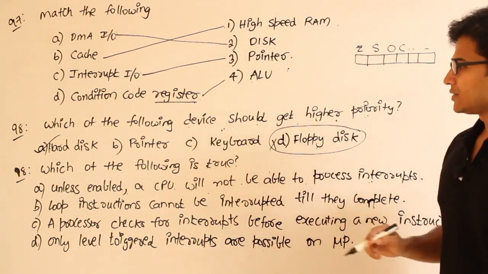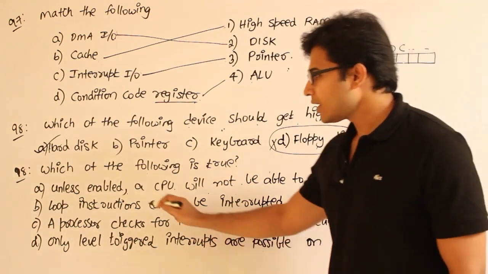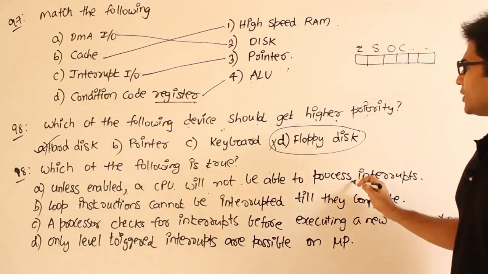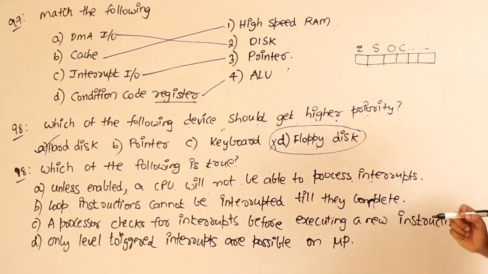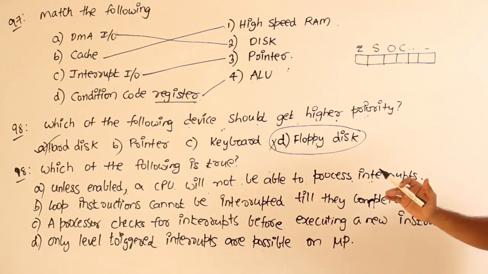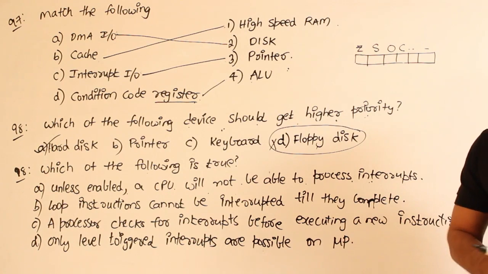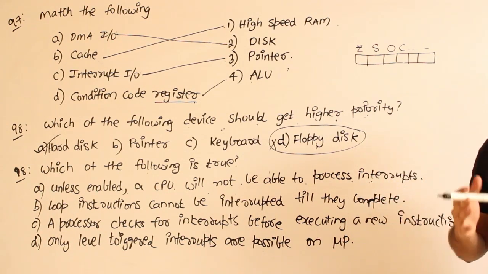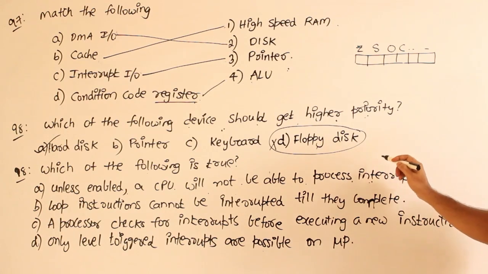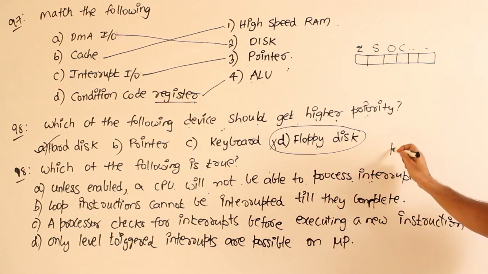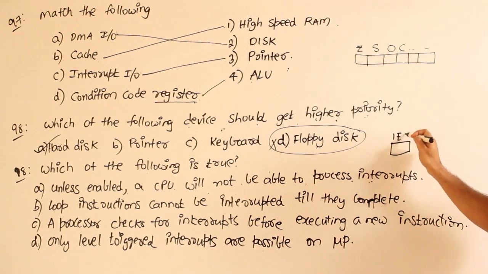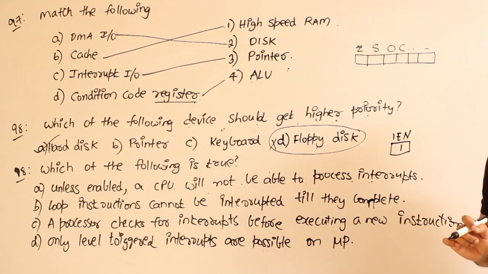Alright, and next one is, which of the following is true? Unless enabled, a CPU will not be able to process interrupts. What they are asking is, can you put your CPU in some mode in such a way that it will not process interrupts if you don't want it, and allow interrupts only when you want it? For that reason, in our basic computer also we have a flag called IEN, interrupt enable flag, and if this flag is 1, then only interrupts will be processed and we will get into the interrupt cycle at T0 if there is an interrupt.